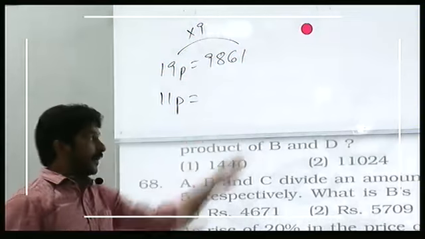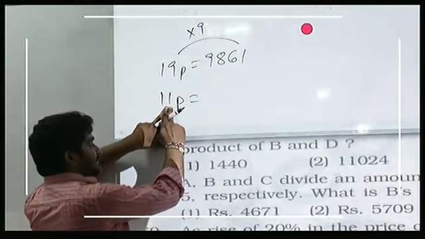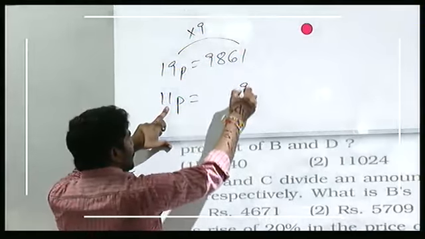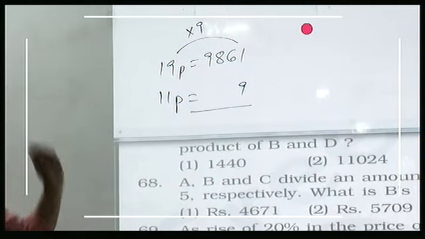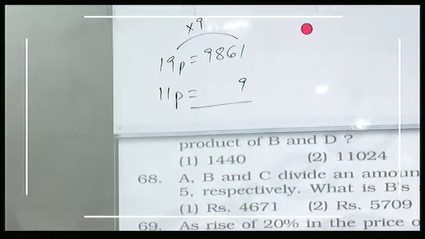Yes or no? Right. 11, last digit is 1. 1 into 9 is 9, so it should end with 9. How many options are there? Only one. That's final. Next.